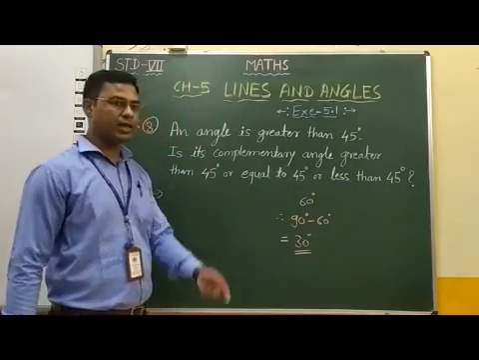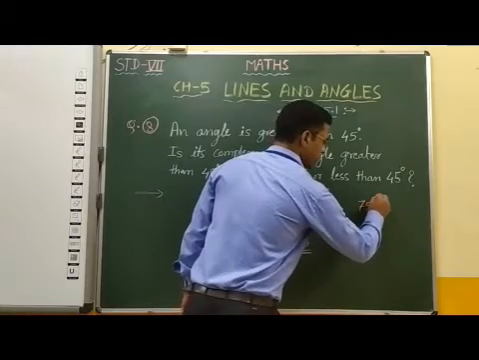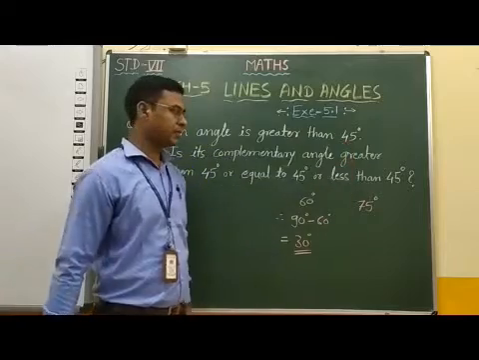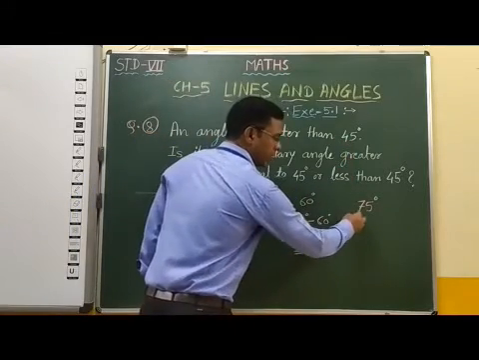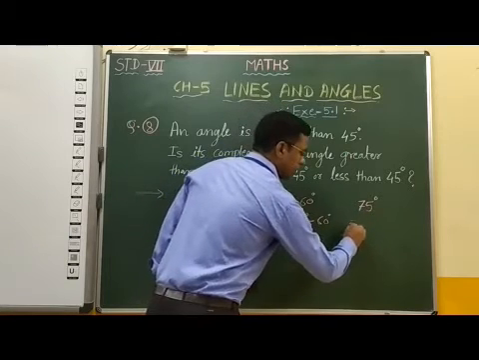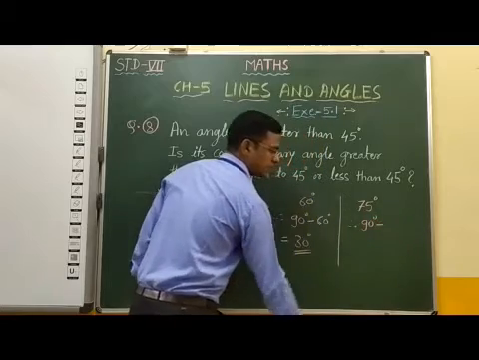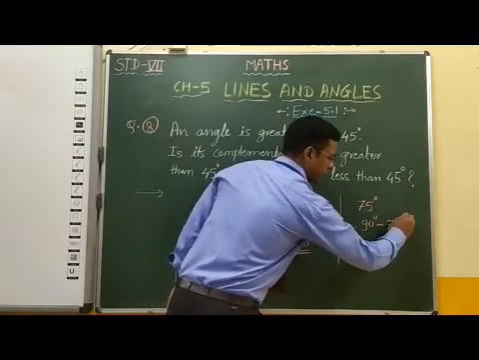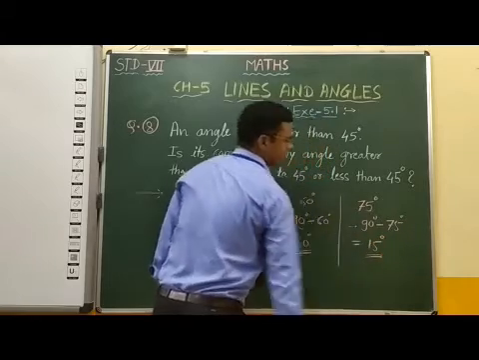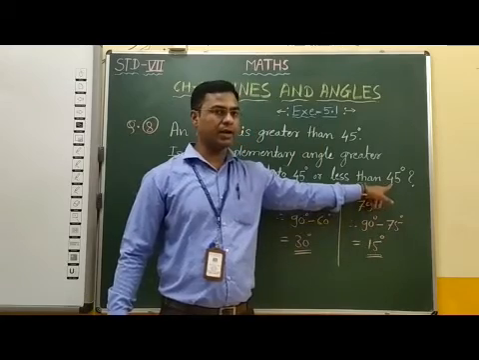Now we take another example. Suppose we take a 75 degree angle which is greater than 45 degree. We have to find out the complement angle of this 75 degree angle. Therefore, subtract from 90 degree. 90 degree minus 75, the answer is equal to 15 degree, which is less than 45 degree.